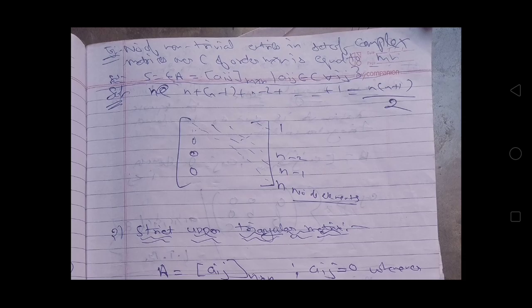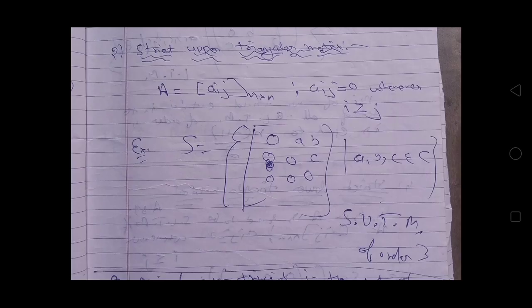Now, strictly upper triangular matrix. In a strictly upper triangular matrix, we have one more condition which says all the diagonal entries will be 0, and all the entries below the principal diagonal line will also be 0. So we have only three arbitrary constants A, B, C which belong to C.